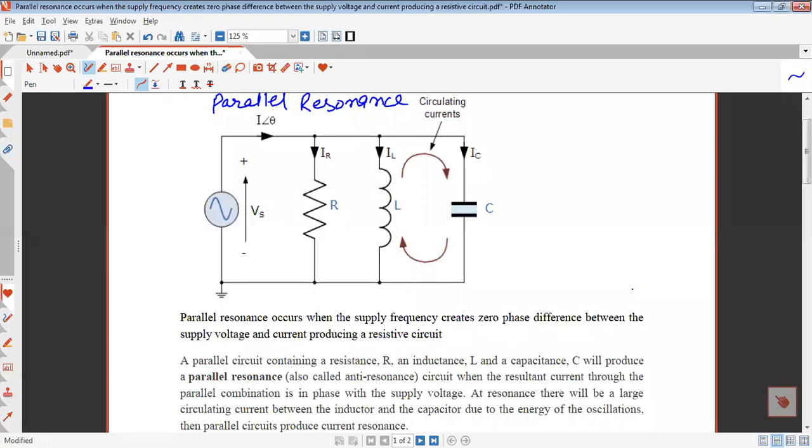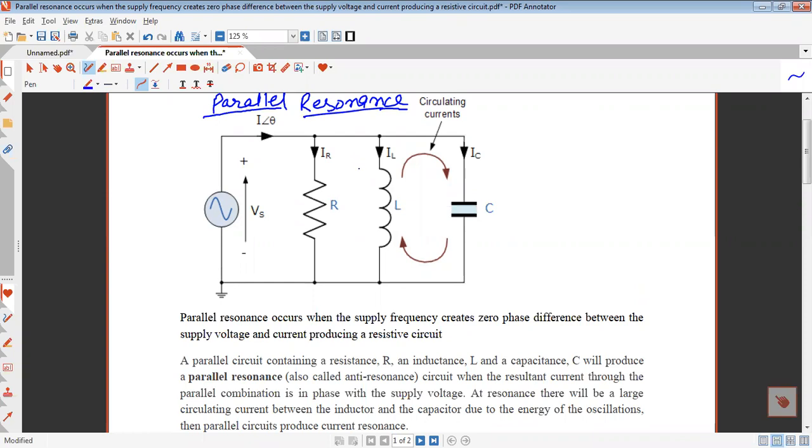Hello everyone. In this part of the video, I am going to discuss the parallel resonance of a single phase AC circuit. In the previous lecture, I have already discussed series resonance and its link is also shared in the description box. So you can also visit series resonance before you study the parallel resonance.